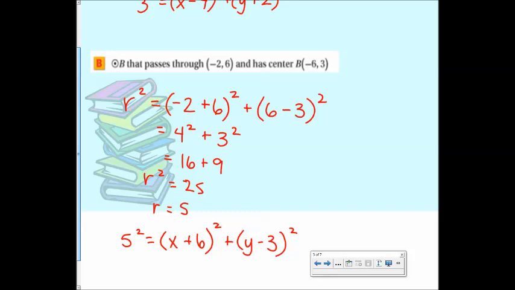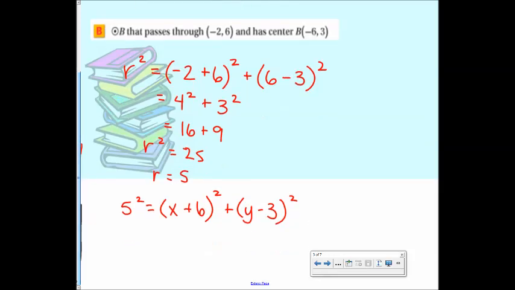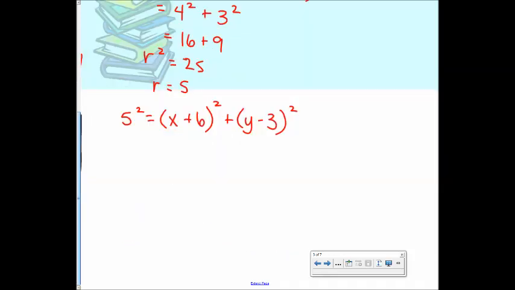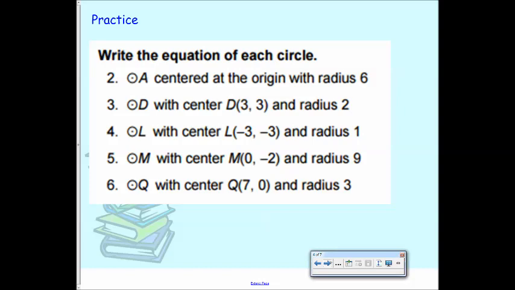So when you're doing these, again, the goal is to have which variables left? X and y. Okay, x and y should be left in your answer. So if you don't have the r, you need to find it. Now, you could also write this as 25 if you want to simplify that part of it, that's fine. So you could say like 25 equals x plus 6 plus y minus 3. Okay, go do these 5.